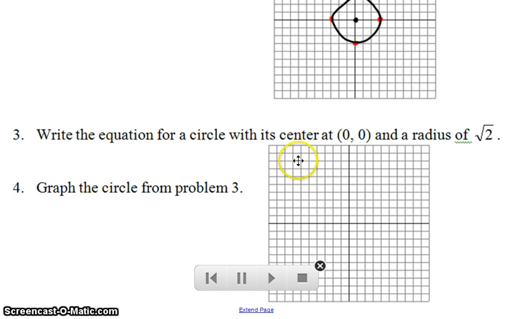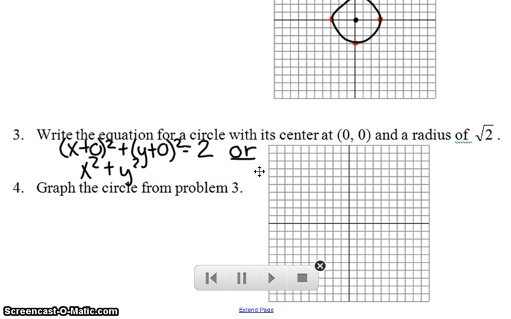Our next one. We're told we have a center at 0, 0 and a radius of square root of 2. The radius gets a little tricky here. You have to square it, and when you have a square root and you square it, the root cancels itself out. So it's going to equal r squared equals 2. Now the same as with the other one, this one can be written either of the 2 ways. You can either put the zeros in or you can leave them out.